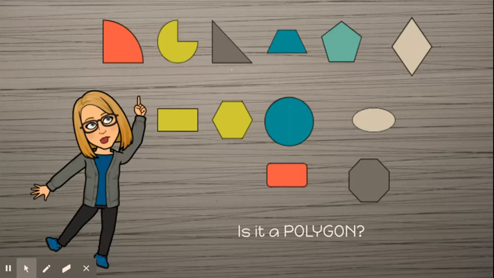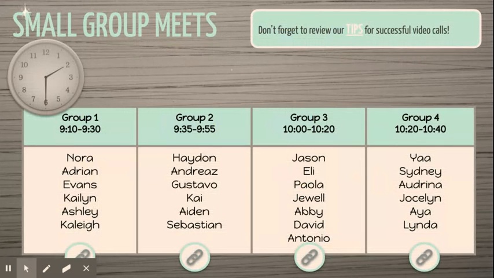This is a polygon. It's an octagon. It has 8 sides. And that is all of them. So when we meet for our math groups, we will be going over some shapes and looking at those.